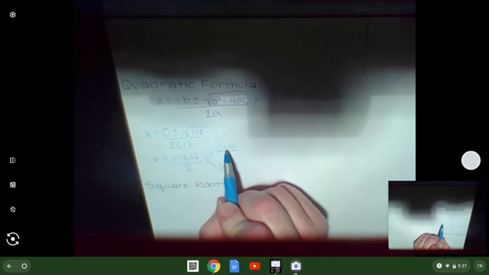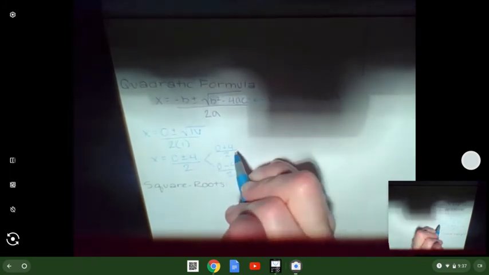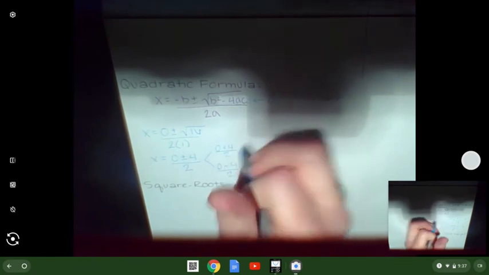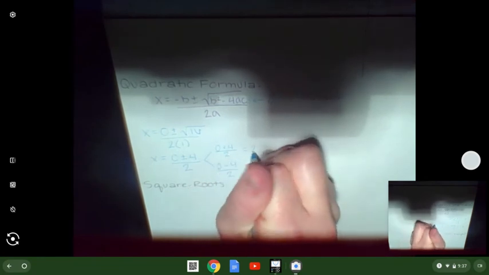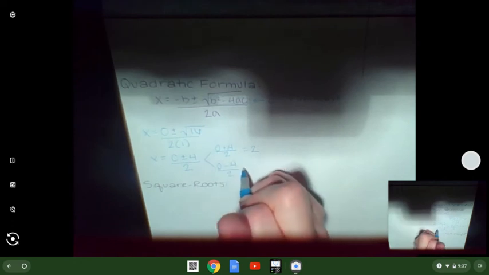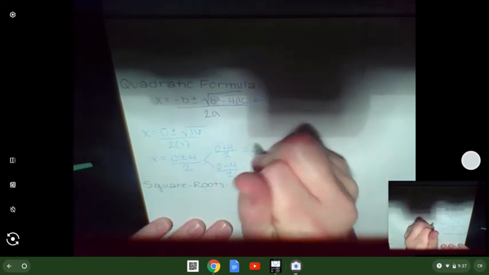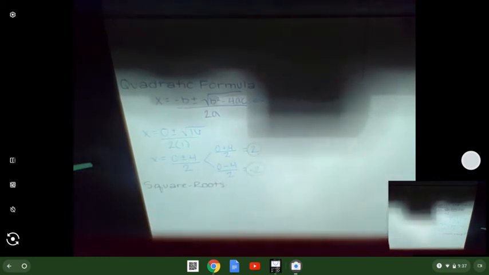Well, 0, adding it does nothing. Subtracting from 0 does nothing, really. So 0 plus 4 is 4. Divided by 2 is positive 2. And 0 minus 4 is negative 4. Divided by 2 is negative 2. Our two solutions, we knew we were going to get 2. The discriminant told us we were going to get 2. Our positive 2 and negative 2.